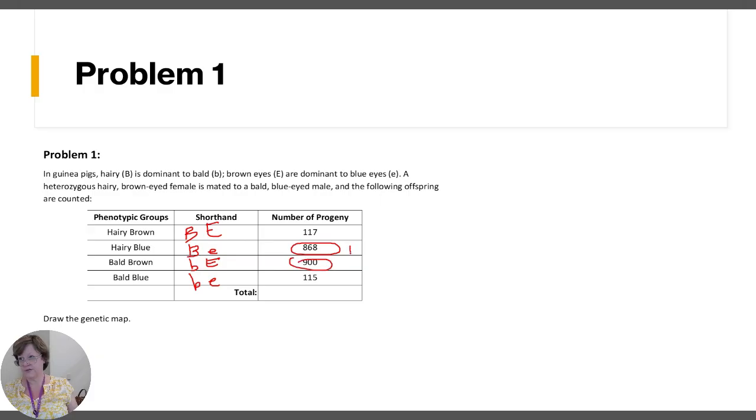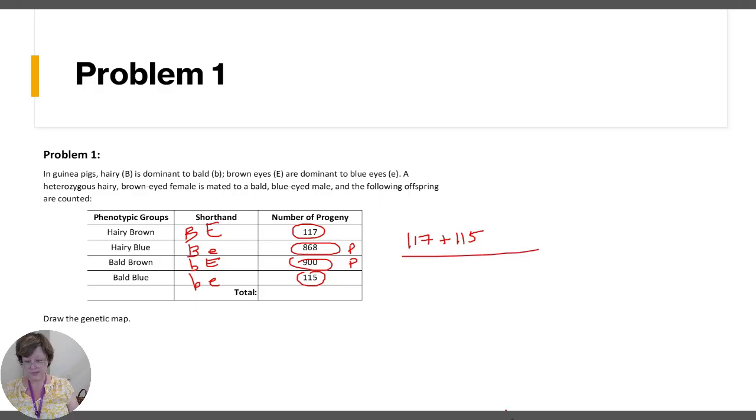So these are parental allele combinations. And these numbers here are smaller. So those are recombinants. So you're going to add together the recombinants, and this is going to yield your recombinant frequency.